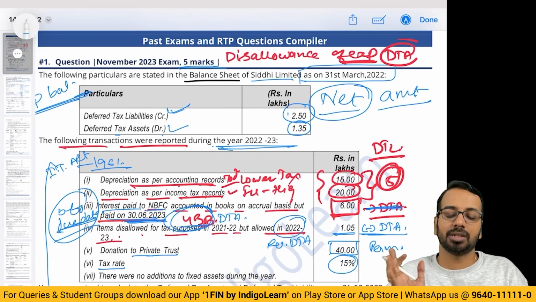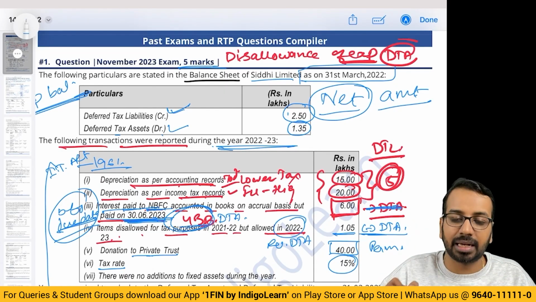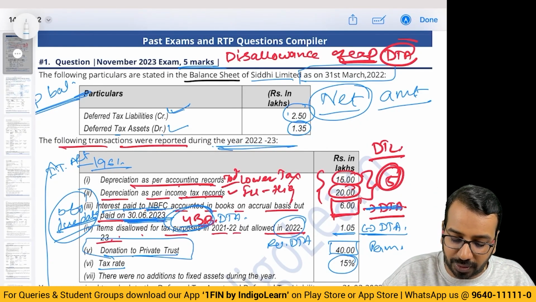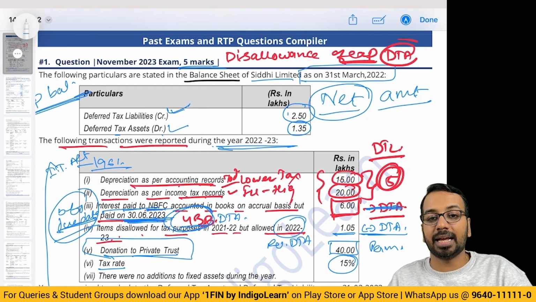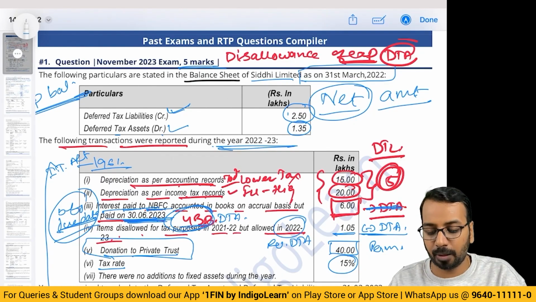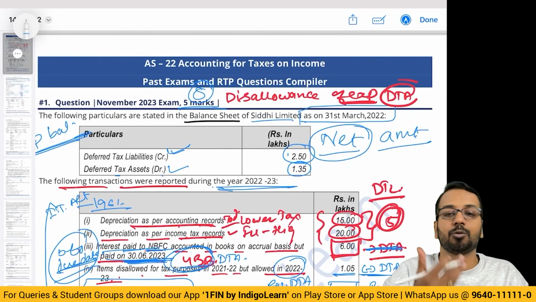Give a one line explanation saying that interest paid to NBFC has been paid within the due date of filing return, hence it is allowed. And it is assumed that donation to private trust is not allowed for income tax purpose and is a permanent difference. Two sentences you can mention, not more than that. If the same question is for, let us say, 8 marks or something, then you have to write more.